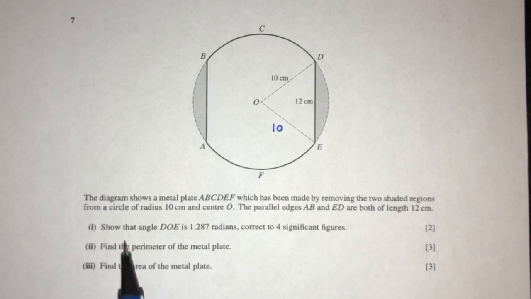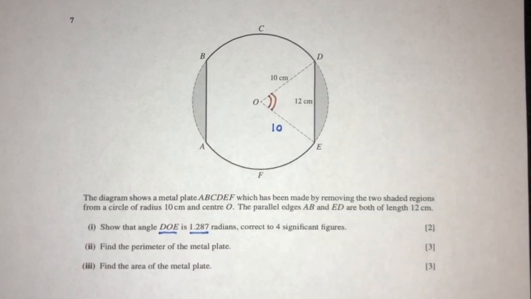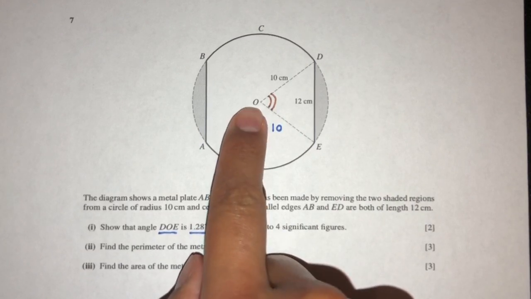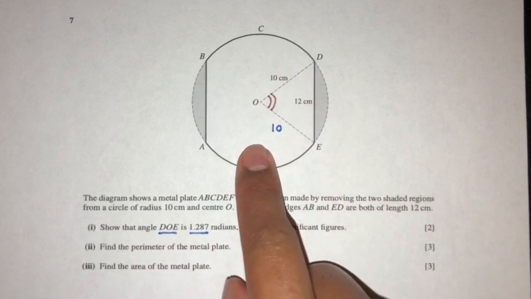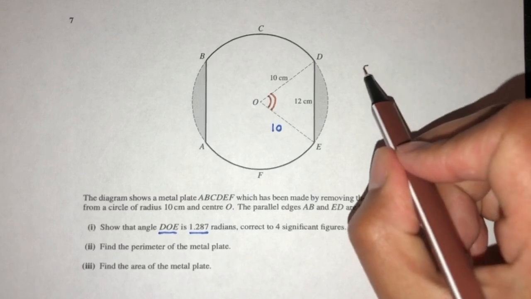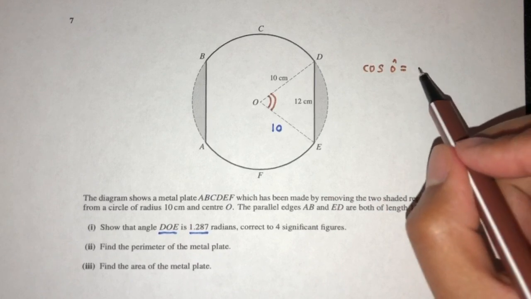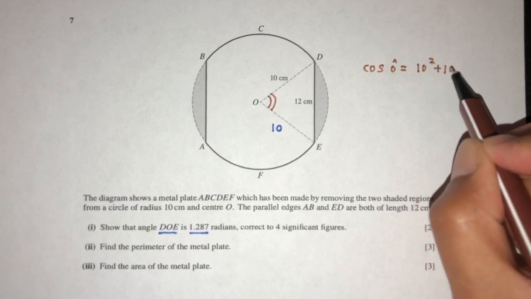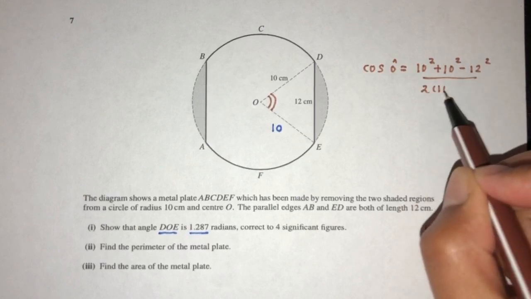What else do we need to do now? So part 1, we have to show the angle DOE is 1.287 radians. So we have to find this angle. So pretty easy. If you look at this shape, we have triangle ODE. When we know all the 3 sides of the triangle, we have to find the angle in between here. We can use the cosine rule. So you can write cosine of the angle O should be equal to 10 squared plus 10 squared minus 12 squared over 2 times 10 times 10.